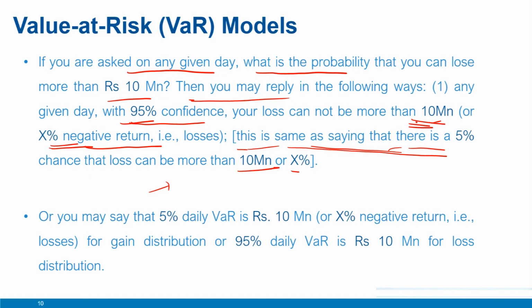We can say that when we are looking at gains distribution, then we are looking at the left tail for losses. Then we may say that 5% daily VaR is some loss amount like 10 million, or X% negative return, that is losses. Or if you're looking at loss distribution, then you may say that I'm looking at the right tail, and then we can say that 95% daily VaR is 10 million, or the maximum amount that I would lose with 95% confidence.